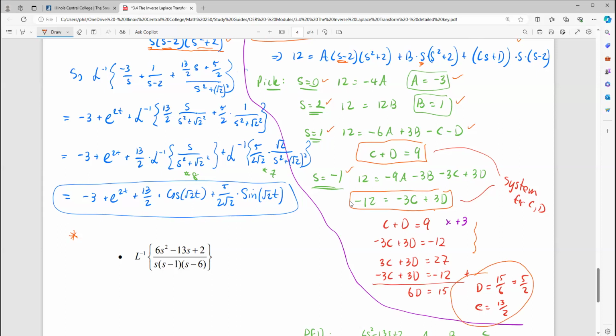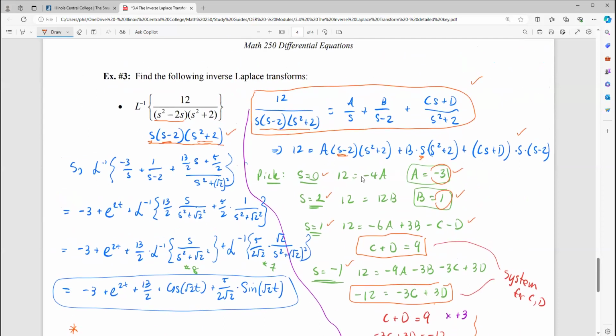We previously already found A and B. And so we can take those results and plug them into our setup at the top here and get this result. So this is basically where we're at.